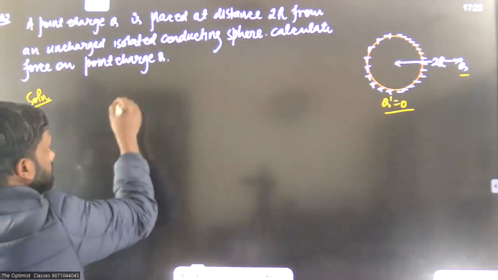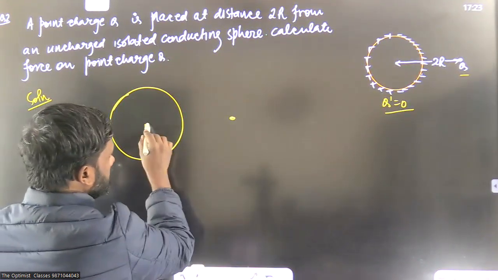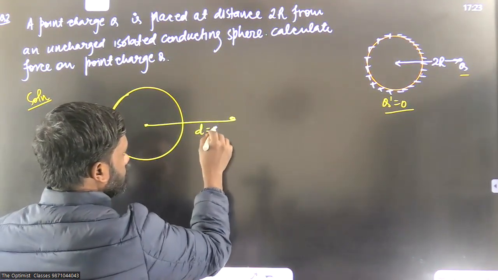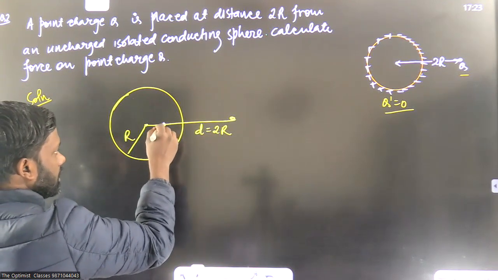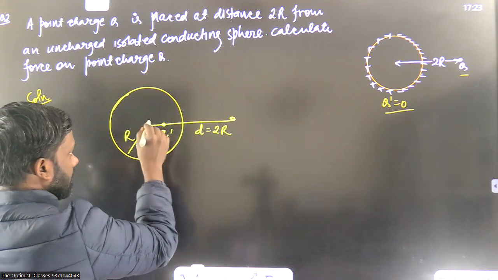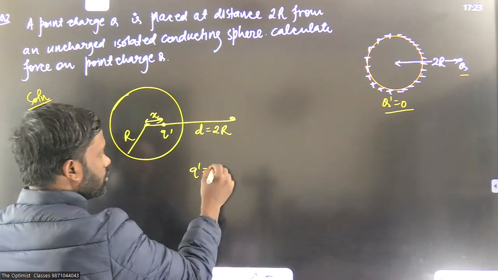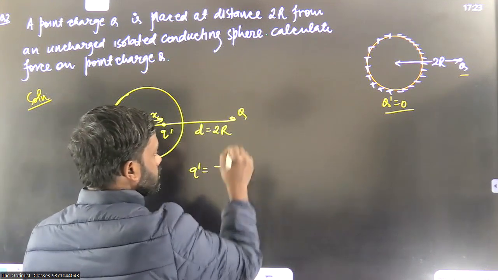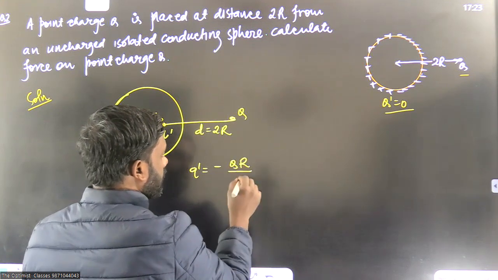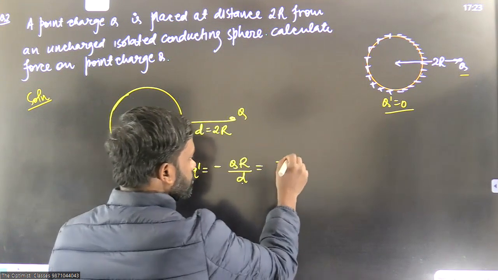So let us see, this is the sphere and the charge q is here. This distance is d, which is equal to 2r here. Its radius is capital R. First of all, we'll put an image charge here, q primed, at some distance x. We know that q primed is equal to minus Q into, sorry, this charge is capital Q, so Q into R divided by D. D is 2R here. If you put 2R here, you will get minus Q by 2.